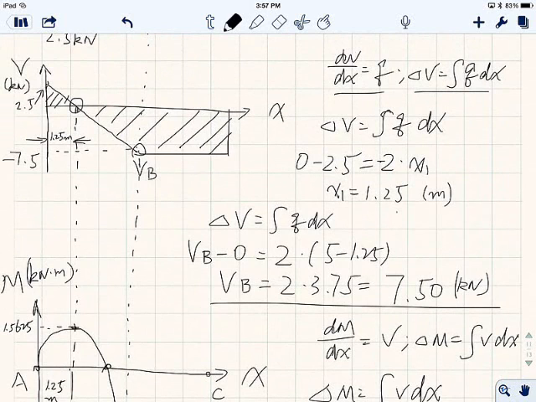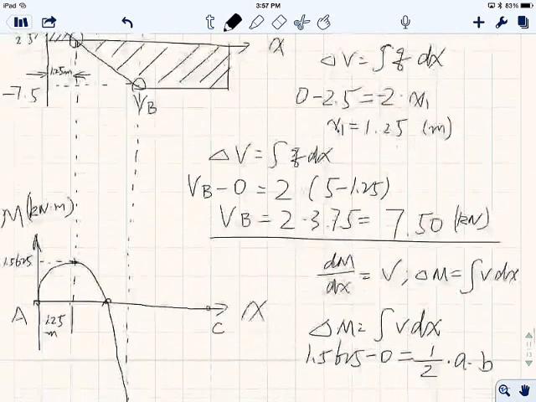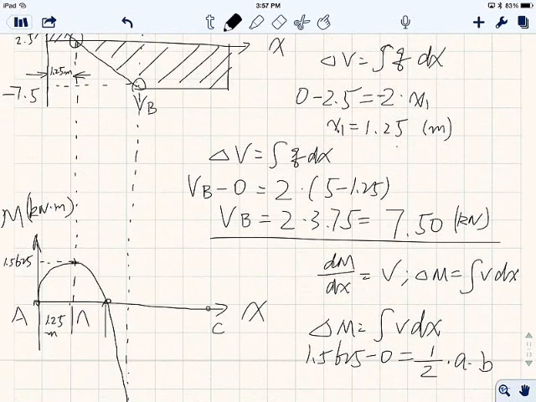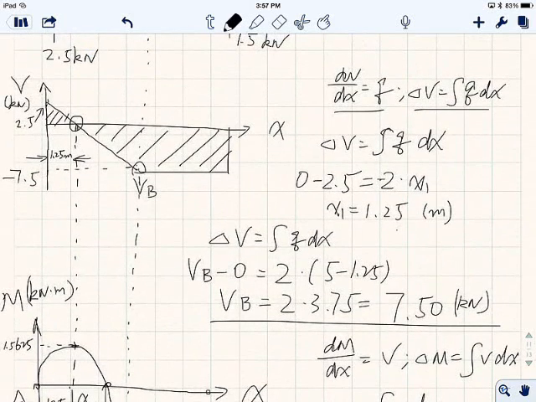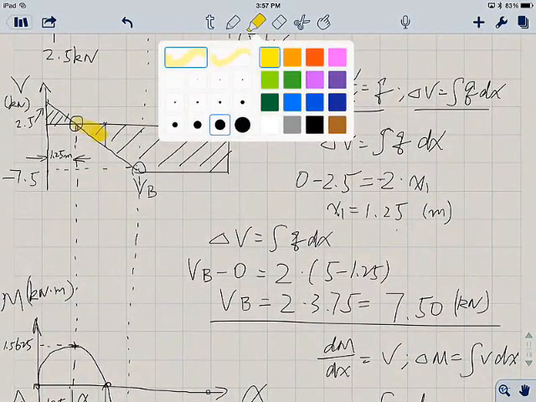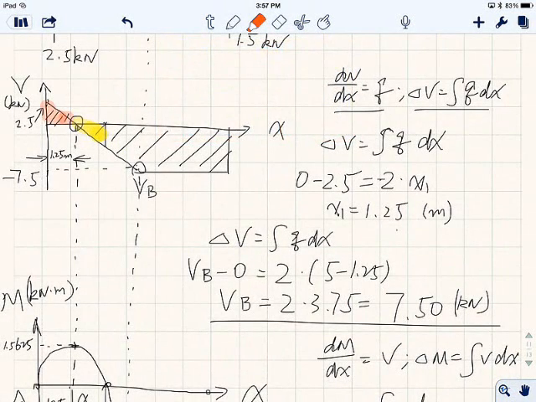Now, by looking at it here, take a wild guess. What will this x2 be? What will this value be? 1.25 as well, of course. Why? Because this is symmetric. Because I'm calculating area. If I want to find a triangle which has the same area as this red one over here.